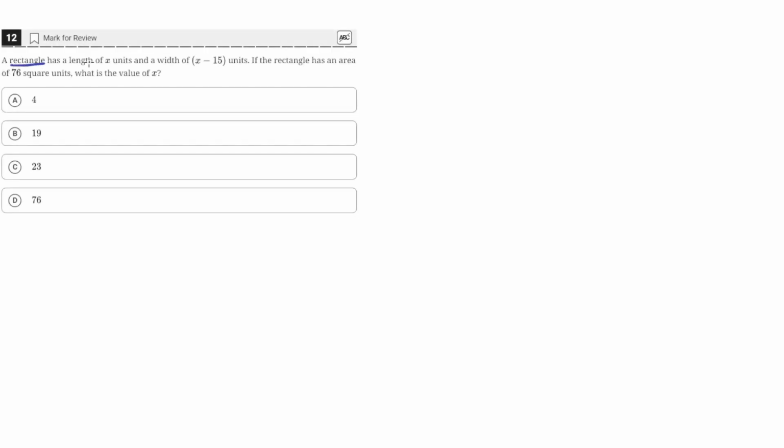A rectangle has a length of x units and a width of x minus 15 units. If the rectangle has an area of 76 square units, what is the value of x? So we have a rectangle which has a length of x units and a width of x minus 15 units. The area of this rectangle is 76 square units.